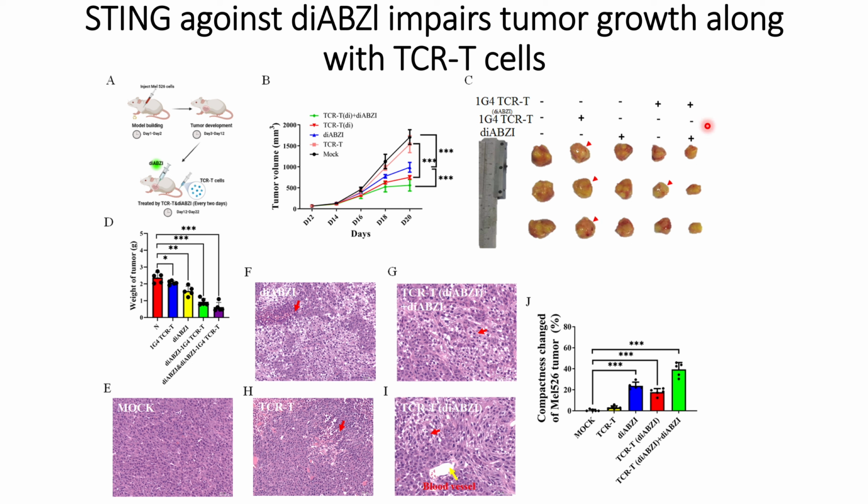I hope you understood how they made the point that this combined immunotherapy will reduce or impair the tumor growth. I hope you understand the basic mechanisms behind this, and if you want to understand more about these experiments in detail, you can go through the reference provided in the description.